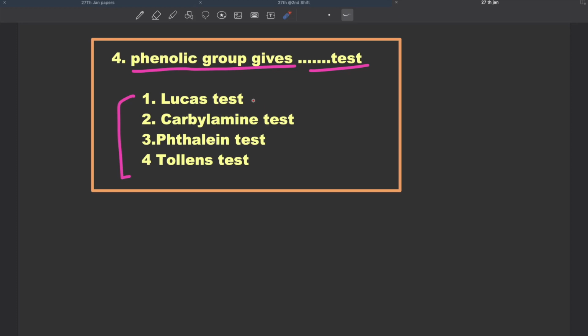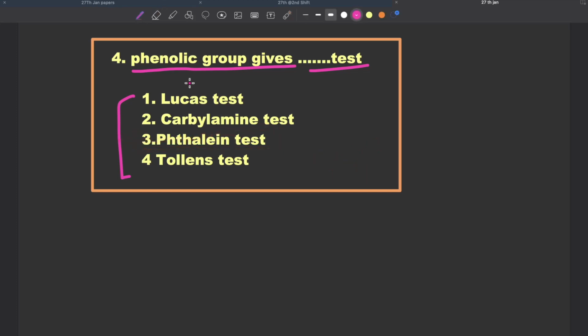We know that the Lucas test is used to distinguish primary, secondary and tertiary alcohols. The carbylamine test is used to identify primary amines, and Tollen's test is used to distinguish aldehydes from ketones. So the remaining one is the phenolphthalein test.